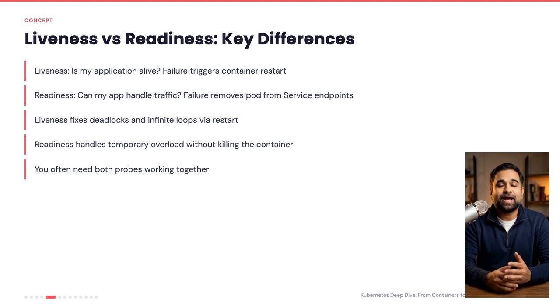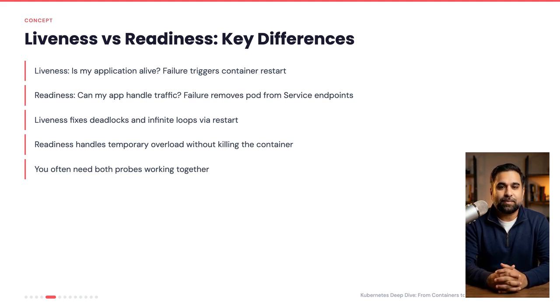Alright, let's get hands on. We're going to deploy an application that's intentionally broken, watch Kubernetes struggle with it, then fix it properly. First, let's create a namespace for our experiments. On screen, you can see a simple command to create a namespace called health-demo. This keeps our experiments isolated.